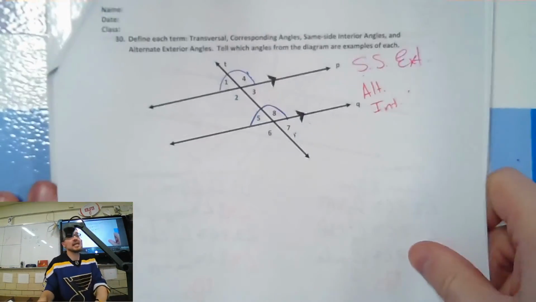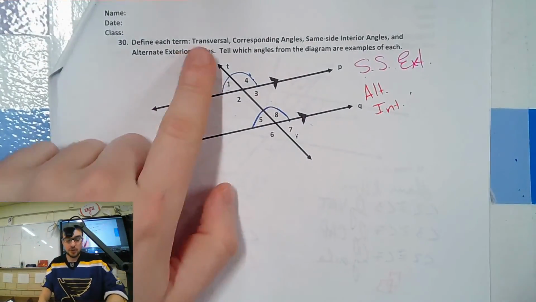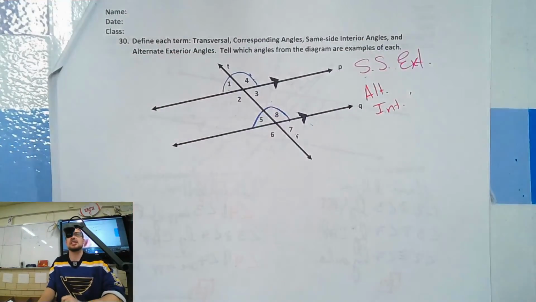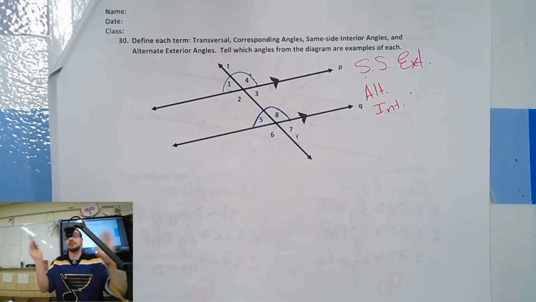This one, their definitions, I did not write them down. I'm just going to say them. Transversal, a line that cuts two other lines. Do the lines have to be parallel? No, it can be any two lines. When the lines are parallel, that's when the magic happens, right?